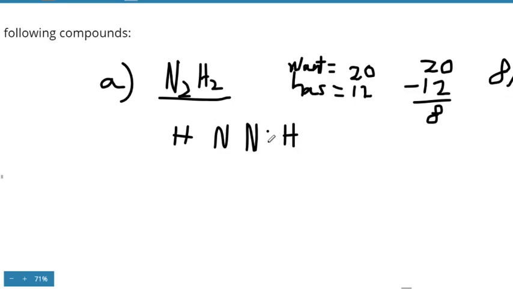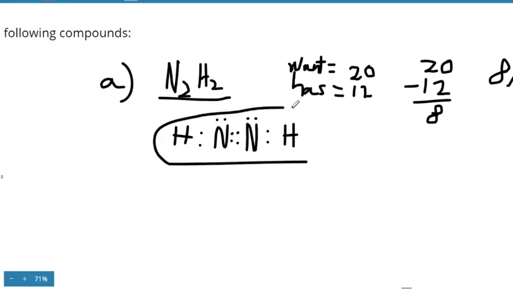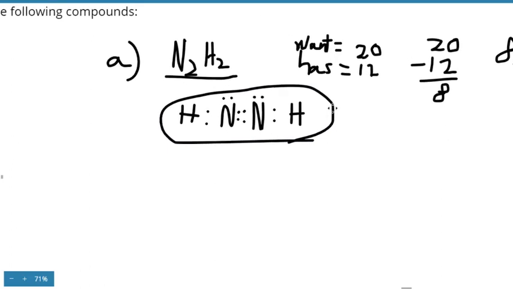So we know that each H can only have 1 bond. So that means there must be 2 bonds in between the 2 N's. So we used up 8 of our electrons. And we have 12, so that means we have 4 electrons left to put in. And you might notice that both N's only have 6 electrons. So we need to add a lone pair to each of them. And this is our structure.